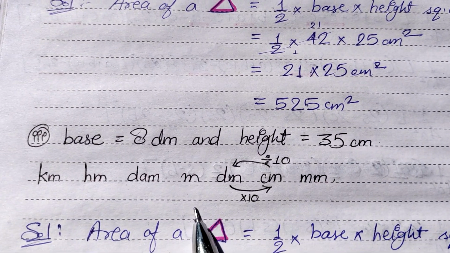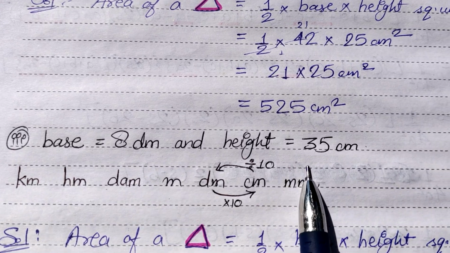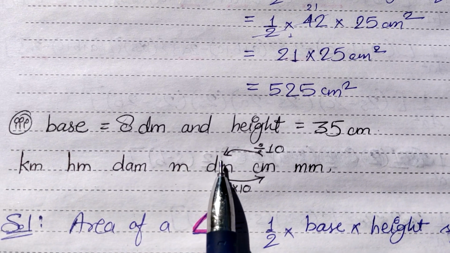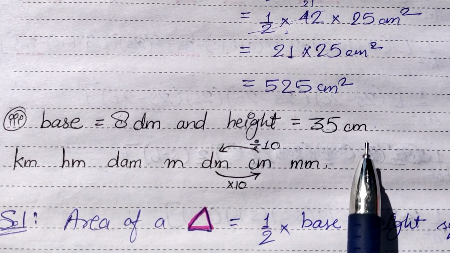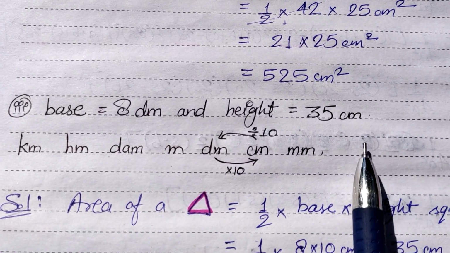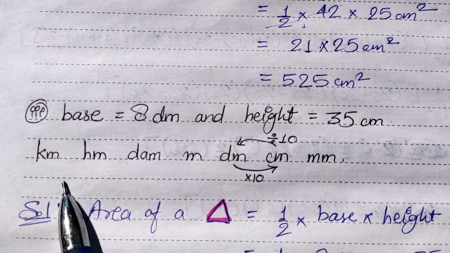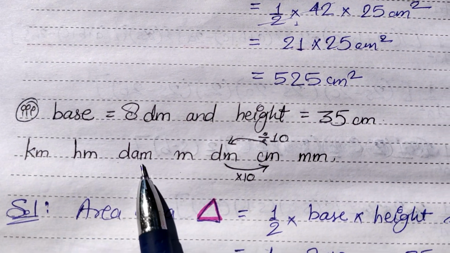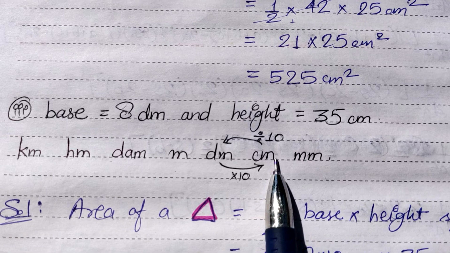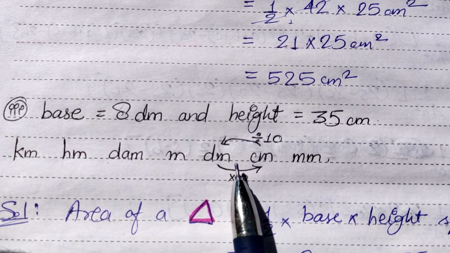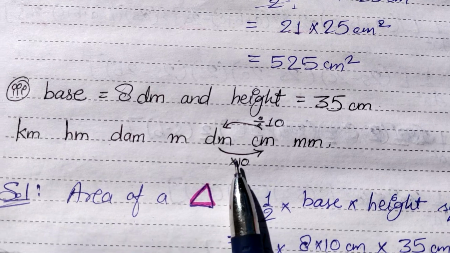Now next one: base is 8 decimeter and height is 35 centimeter. Here we have two different units, decimeter and centimeter, so first we have to convert them into a single unit. Let's see the conversion table: kilometer, hectometer, decameter, meter, decimeter, centimeter, millimeter. To convert decimeter into centimeter, we have to multiply by 10.